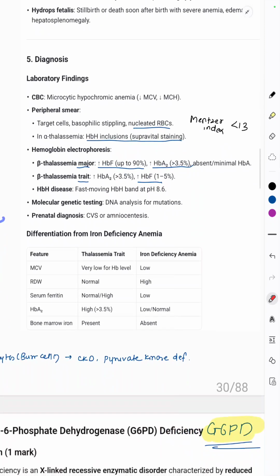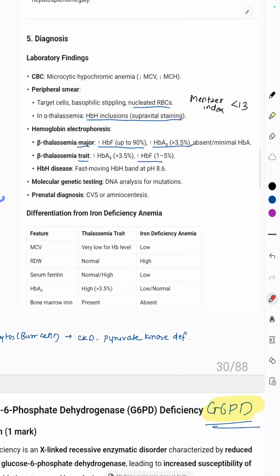Then the diagnosis is by CBC. We come to know it is a microcytic hypochromic anemia. Peripheral smear shows target cells or codocytes. Basophilic stippling is seen, and very importantly in thalassemia, nucleated RBCs are seen. Then in alpha thalassemia, there are hemoglobin H inclusions on supravital staining. Then Mentzer index is more than 13 in iron deficiency anemia, and less than 13 in thalassemia.